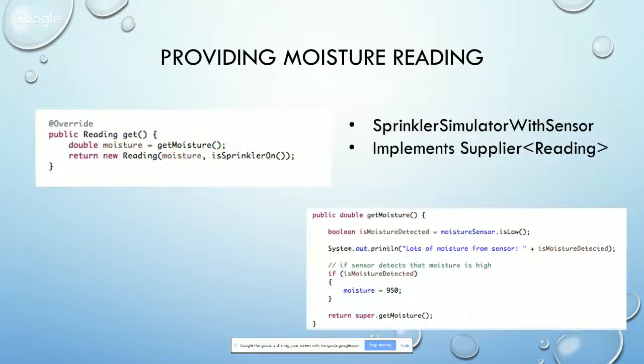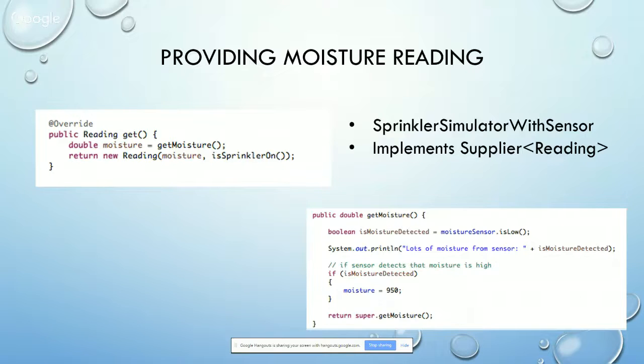Now that we have provisioned all our sensors and are able to work with them, we are going to talk about how we actually get the moisture reading from the sensor. As I have talked about before, in order to provide data into the Quarks topology, you have to implement the supplier reading interface, which is on the top left corner here. You just have to implement this get interface. In this method, we get the moisture reading from the sensor, create a reading object, and return it. That's how you provide data into the Quarks topology.